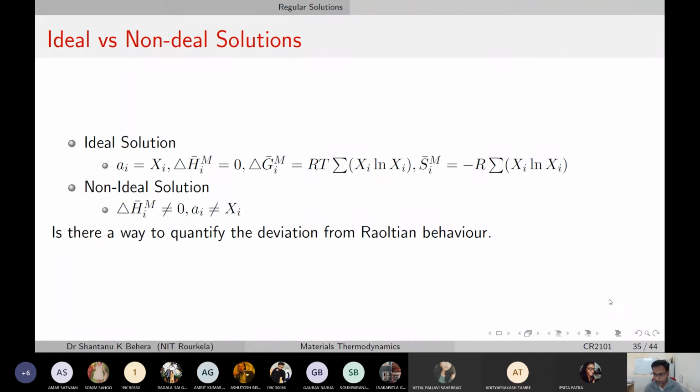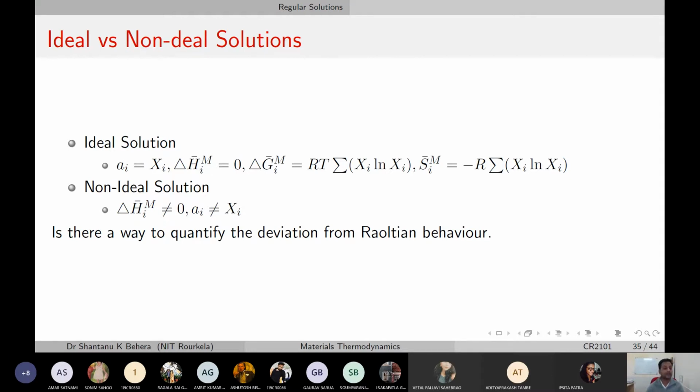Okay. In our last lectures, we spoke about ideal versus non-ideal solutions. And just to take stock of what we had talked about, in liquid interactions, we spoke about two kinds of solutions. One is the ideal solution and the other one is the non-ideal solution.